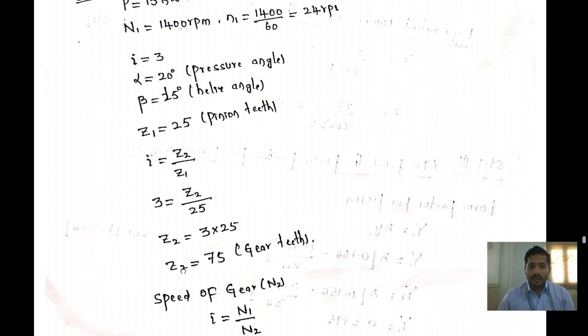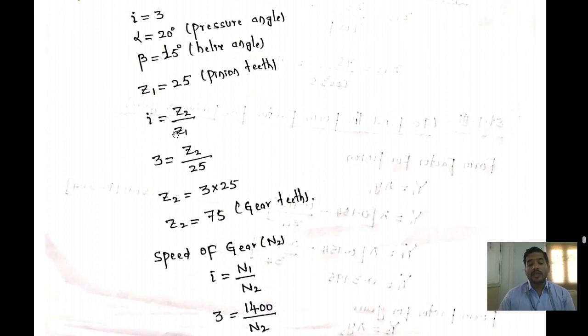Then we can easily find the number of teeth on the gear. I is equal to Z2 by Z1. I is given as 3, Z1 is 25, and we need to find Z2, the number of teeth on the gear. So just multiply 3 into 25, then you will get Z2 is 75.